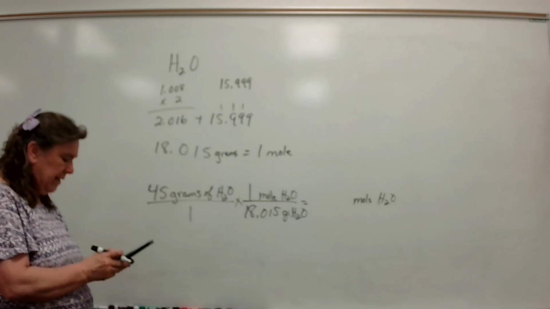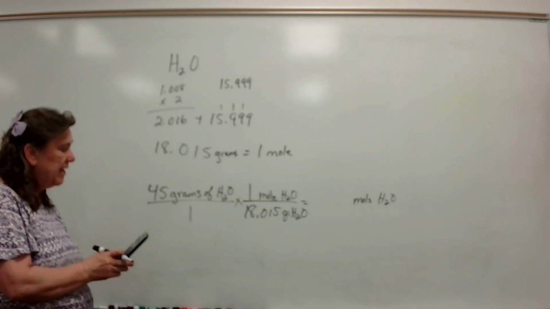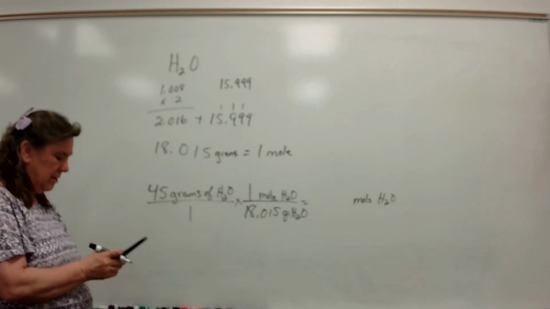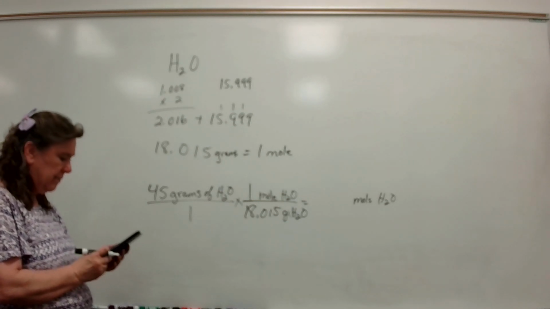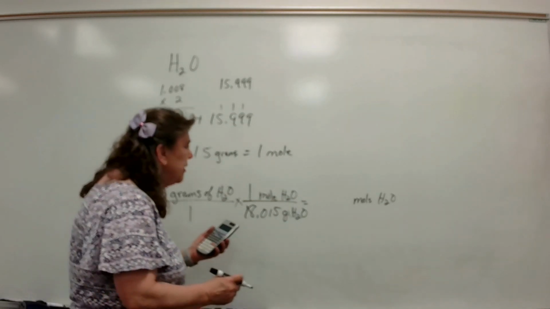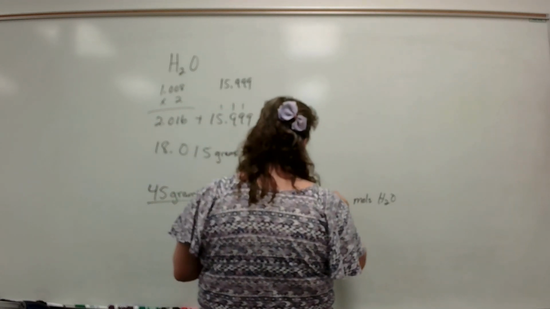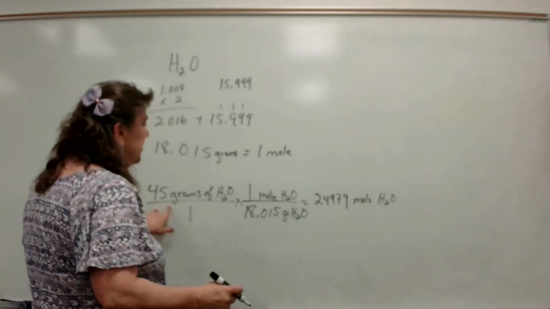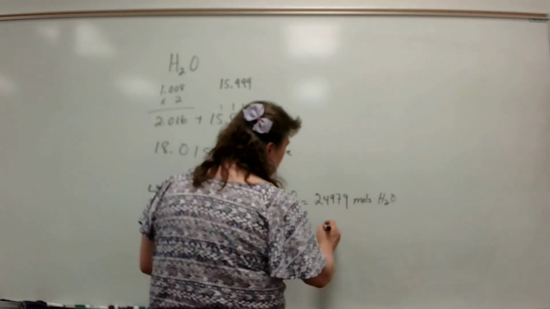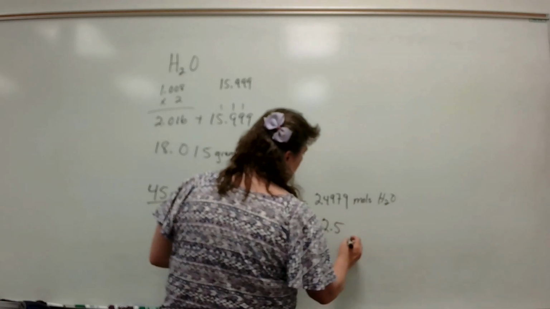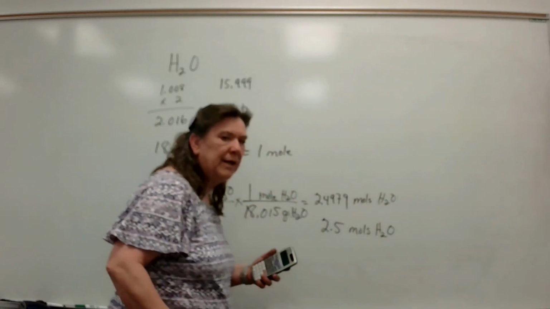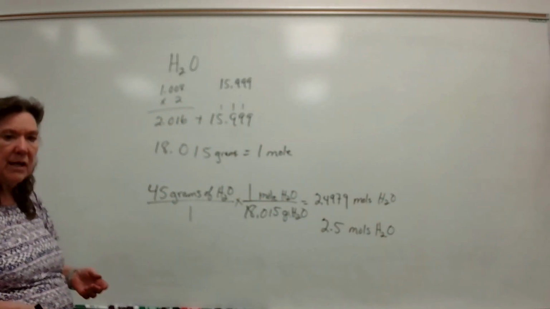45 divided by 18.015, and that's going to give me, it has to be 2.4979, and I've got two significant digits, so I'm going to go 2.5 moles H2O. Okay? That is the way it would work in chemistry.